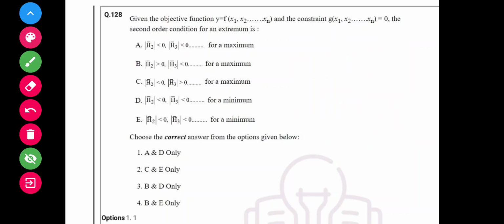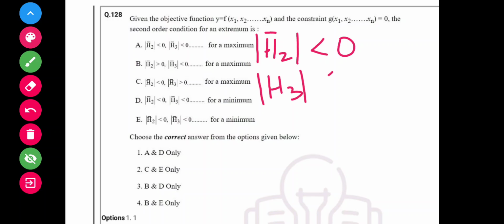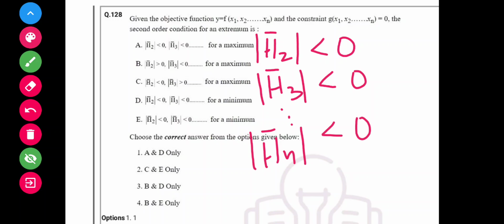Okay, now what are the conditions? If H2, which is second ordered bordered principle, if its determinant is less than 0, and similarly H3 if it is also less than 0, so on up to Hn, nth ordered bordered principle minor, if all are less than 0, we get a positive definite matrix, and positive definite matrix satisfies the sufficient condition for relative minimum.